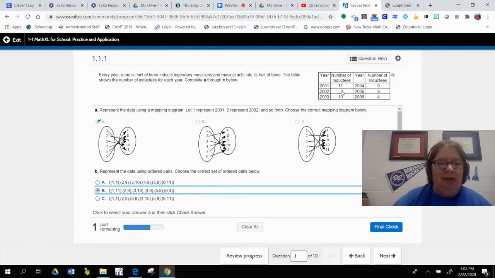Okay, one part remaining. Continue. Part C says represent the data using a graph on the coordinate plane. Choose the correct graph below. Now, look at these points. We want 1, 11, 2, 9, 3, 10, and so on.